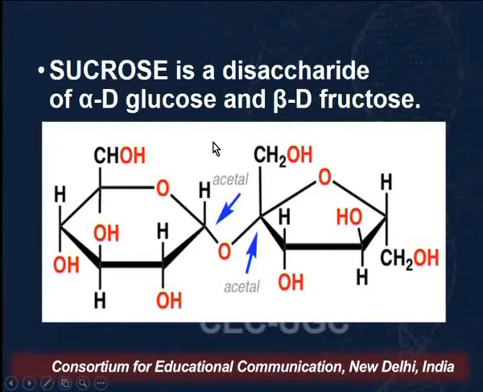So the one example in this case is that of sucrose. Now we know sucrose is a disaccharide of alpha D glucose and beta D fructose. So what we find in case of sucrose is that the anomeric carbon of glucose, which is the C1 carbon, and the anomeric carbon of fructose, which is the C2 carbon. That is, this is your C1 carbon, and this is now existing in the acetal form. How is it existing in the acetal form? Since it is attached to two ether linkages.